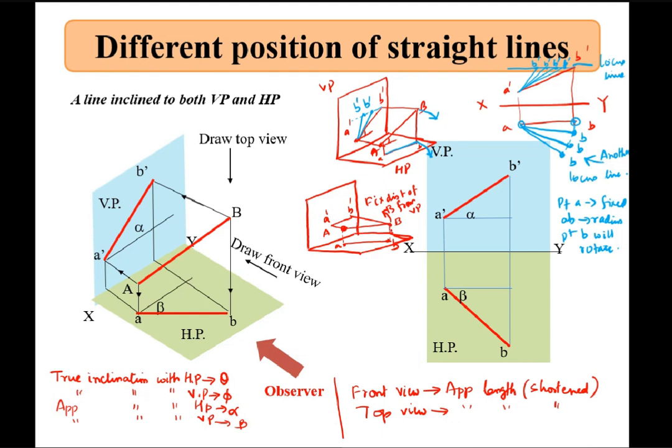Can you tell me what will happen to the locus of this B dash? Rotate, sir. So here, this point A dash is fixed, taking A dash B dash as radius, it will keep on rotating like this. So this is B dash, this is B dash like this, correct?